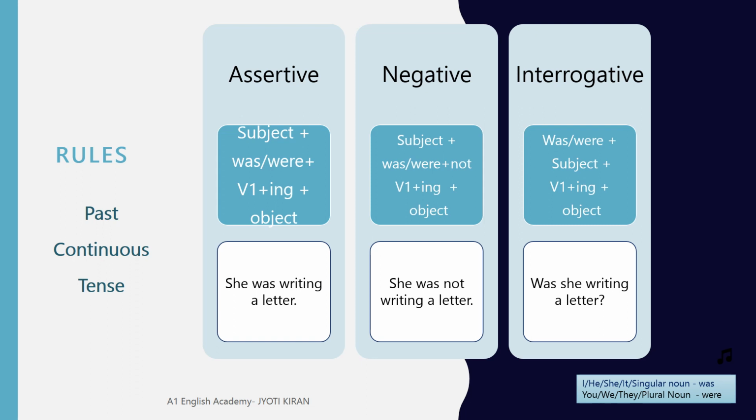See the example. For assertive, she was writing a letter. In negative, she was not writing a letter. In interrogative, was she writing a letter?